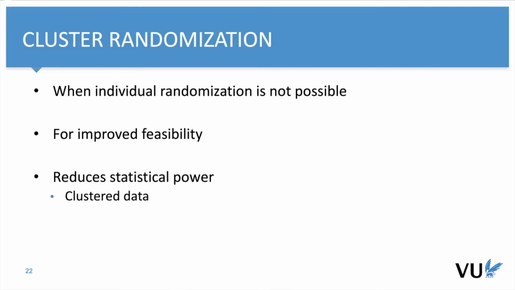One of the problems, it reduces statistical power considerably because you have clustered data for which you need to make all kinds of adjustments during the analysis. So you need much more people in your randomized trials when it is cluster randomized, compared to individual randomization.